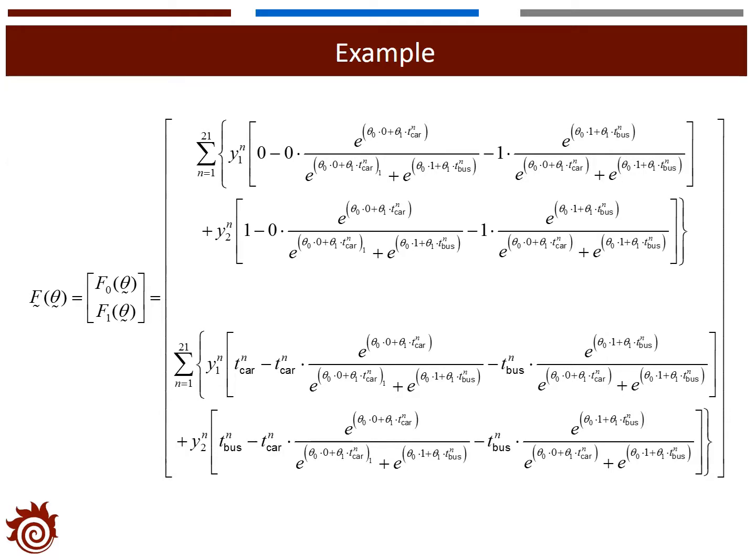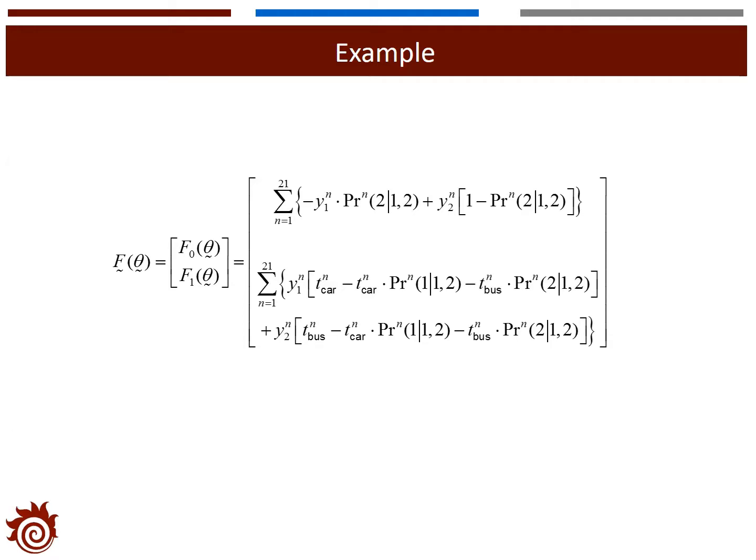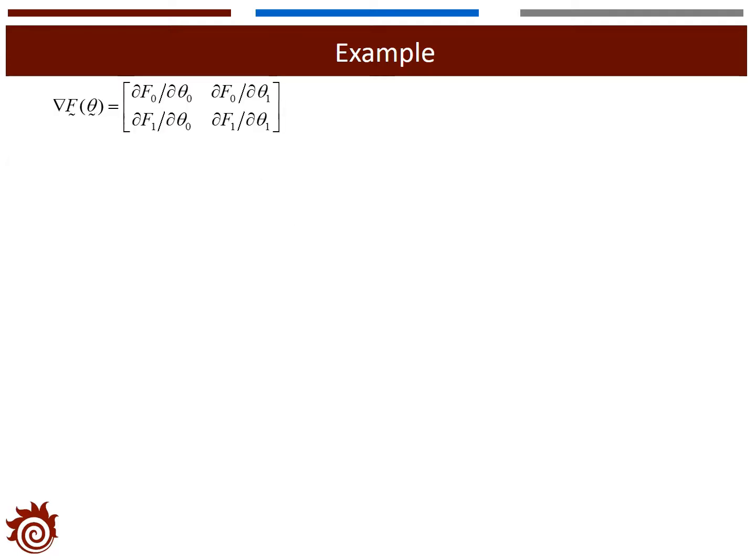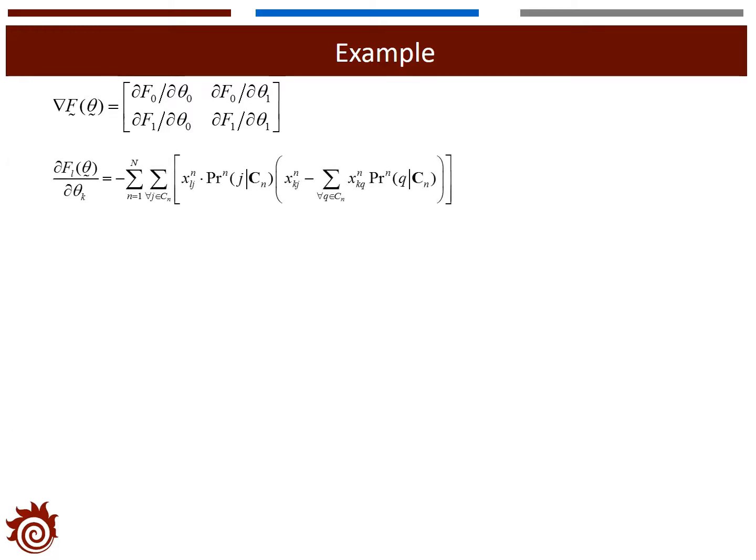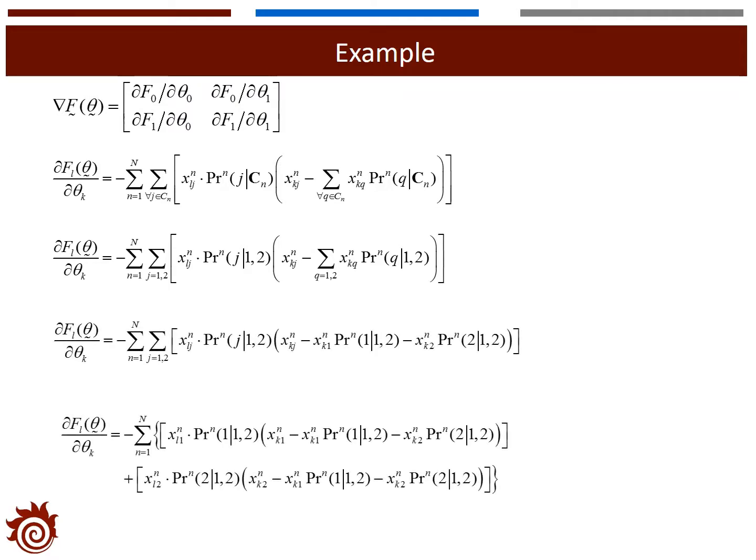The next thing we will do is trying to find out the gradient of capital F theta and apply the gradient for the Newton-Raphson algorithm. In this example, there are two parameters to estimate, theta 0 and theta 1. Then the size of the gradient of F theta is 2 by 2. And this formula shows the general expression of each element in the gradient matrix. For this example, we are considering two modes, car and bus. Then we can further expand the general expression for this specific example as we show in the formula here.